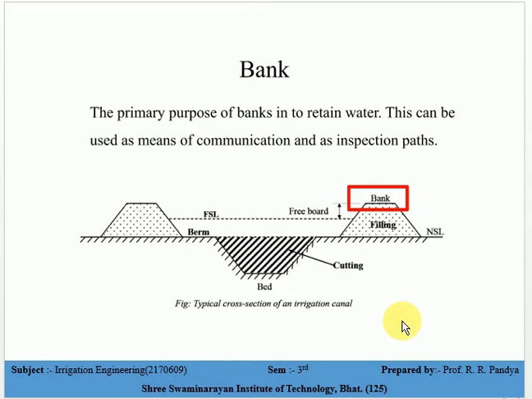And let's move to the component bank. So what should be the bank? The primary purpose of the bank is to retain water. This can be used as a means of communication and as an inspection path. So this portion is given for the inspection purpose. So we can stand here and inspect this total canal, right? So this is your bank. The topmost portion of this total canal design, the crest of the filling, is considered as a bank.